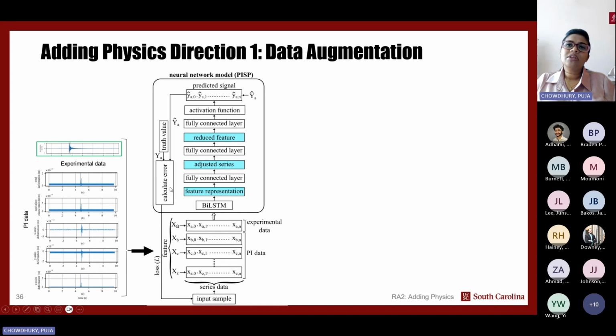Here the loss function calculation with the truth value also happens, to achieve the best performance from this model. And that is the experimental data acceleration over the prediction.